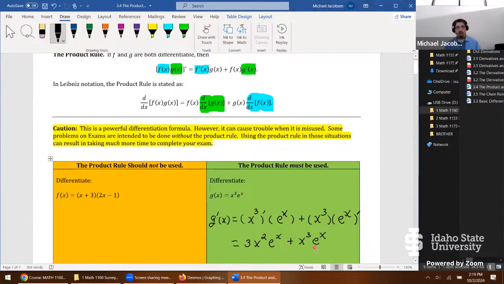For example, you could factor out e to the x. You could factor out the greatest common factor, x squared times e to the x. But for a lot of these problems, if we're not doing anything further with the function, this is normally a pretty good stopping point. Any questions at all, folks, on that conclusion there?